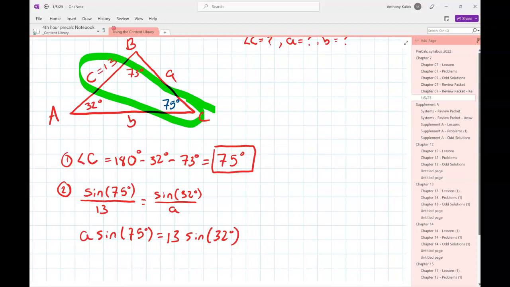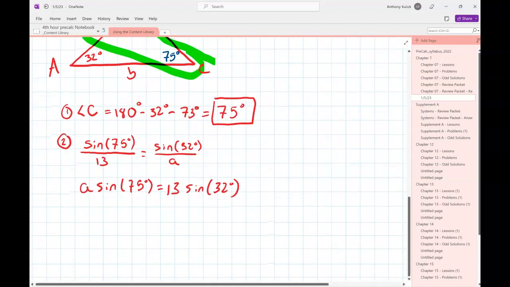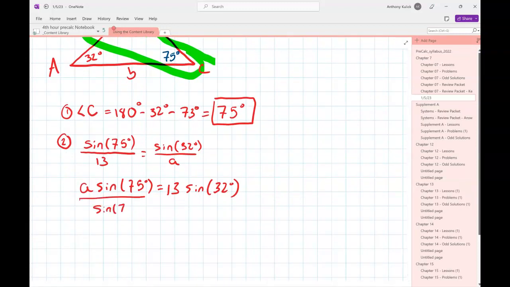So that gets rid of the fraction parts of my proportion. Again, we're trying to solve for a. So the next step I would do is divide by sine 75. Everybody's good with that? So the typical instructions when we solve a proportion, we say cross multiply and divide.